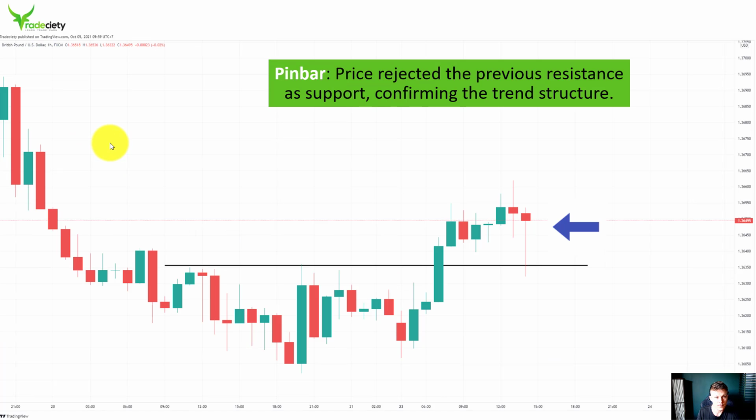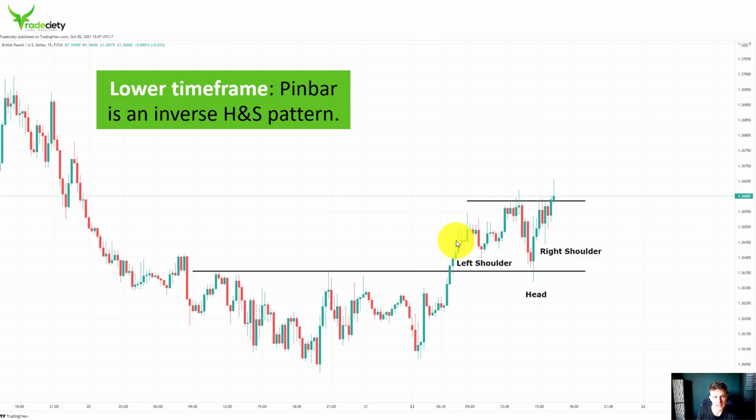So this is the 1 hour. Here's the pin bar once again on the 1 hour when we zoom in. And this is how it looks on the 15 minute. So you can see beyond the 15 minute, this is how the pin bar looks on the lower time frame. And a higher time frame pin bar very often turns into a lower time frame head and shoulder, or in this case an inverse head and shoulder.